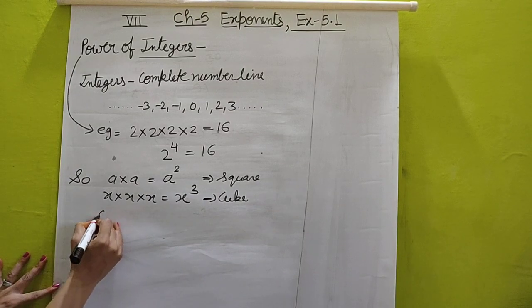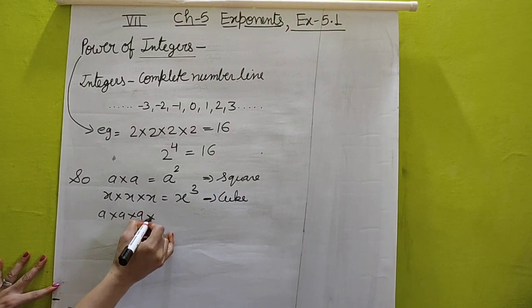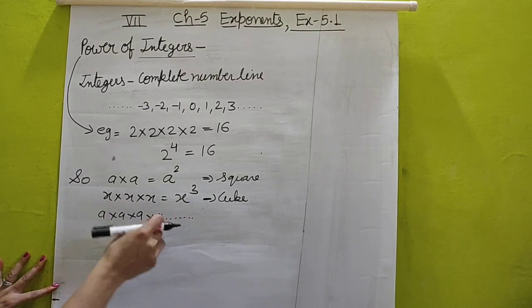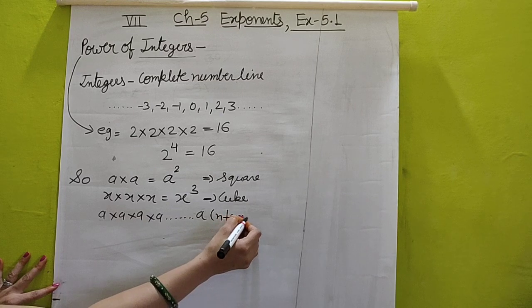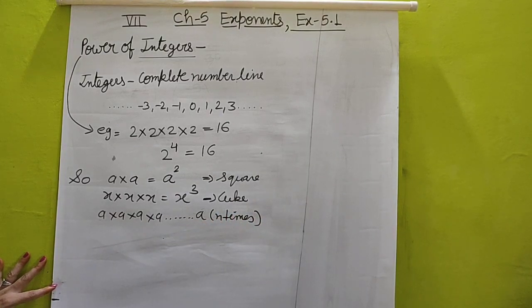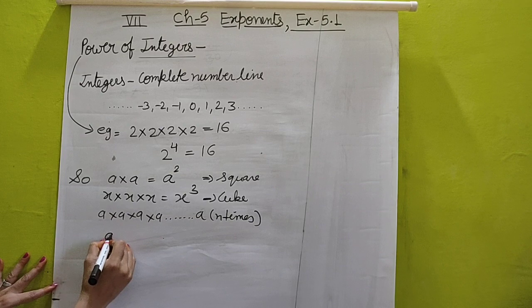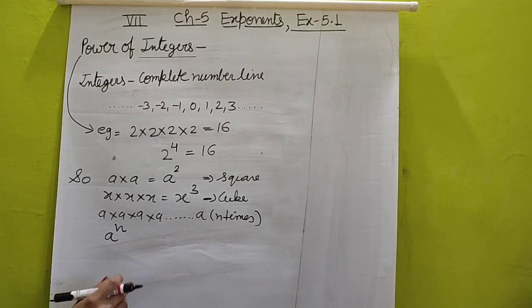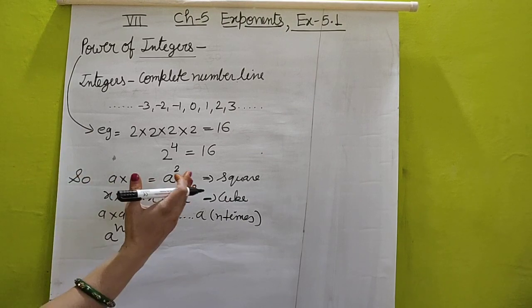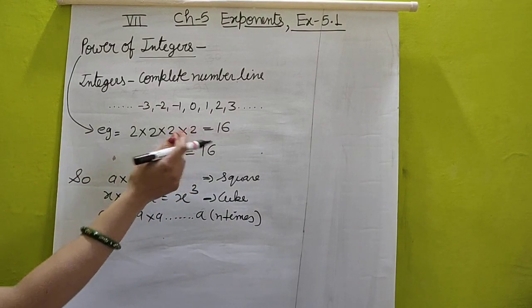Students, here suppose a multiply a multiply a multiply a. We don't know till where it will go, and we are writing this a n times. Okay students, it means a is coming n times. So its power will be a raised to power n. Because we are not able to count here how many times a is coming, but what is given is n times. It means n times a is coming. So a raised to power n. So we count how many times a number is coming, and that will be its power.